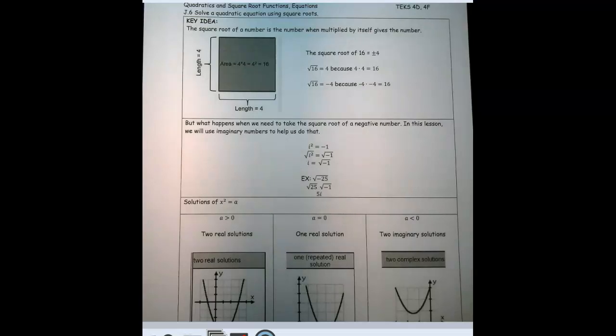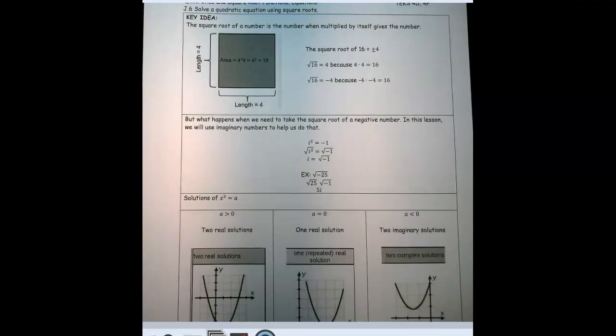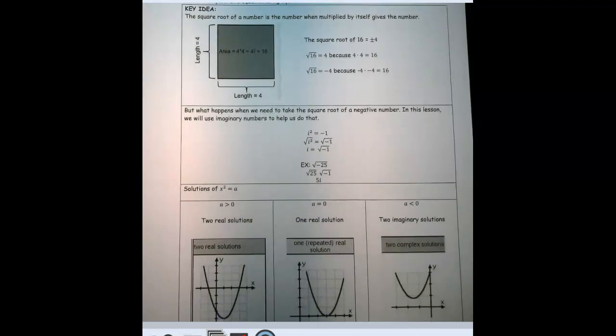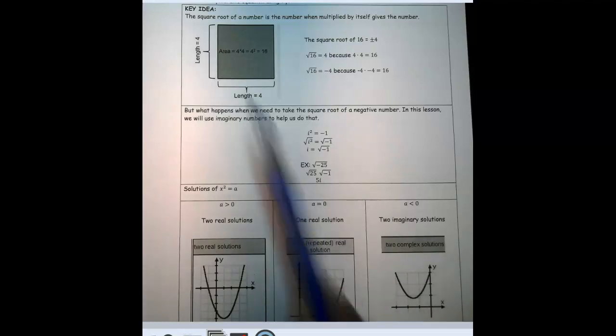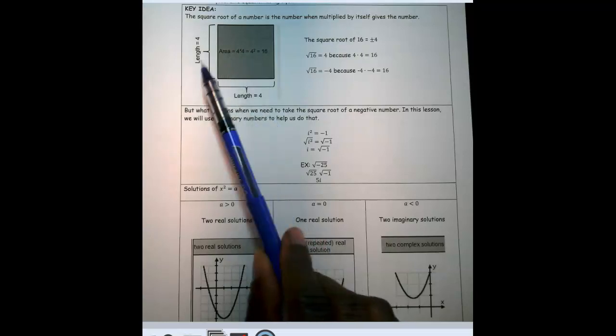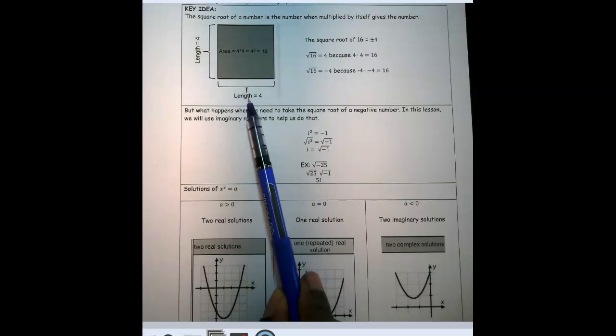All right, now we're going to look at solving a quadratic equation using square roots. And I just wanted to remind you of what a square root is. So I have a picture here of a square, because literally when we're talking about squares and square roots, we're talking about this geometric figure. And what you notice is that the area is what is produced when you take the length and you multiply it by the width, right?